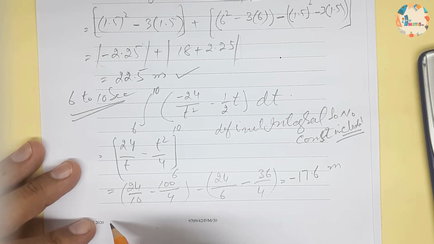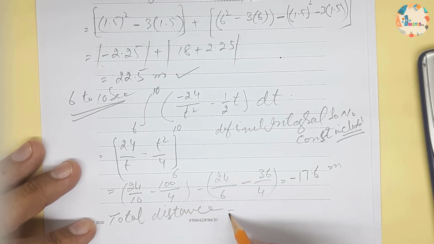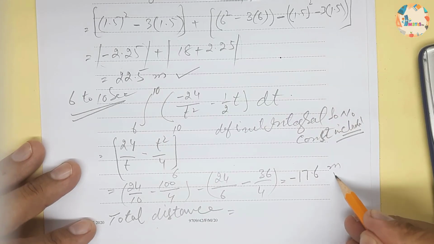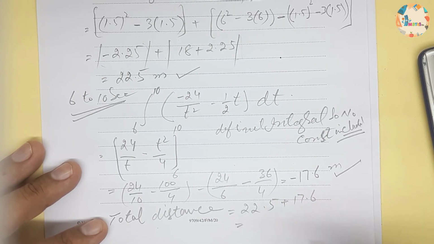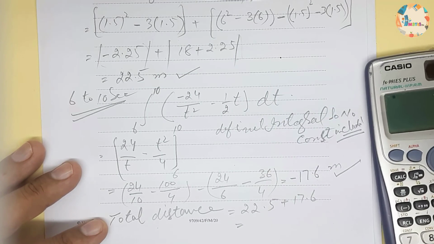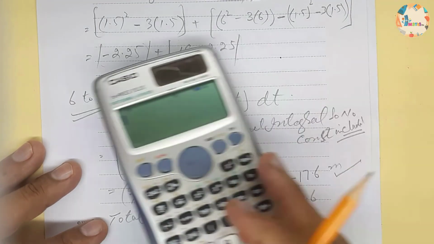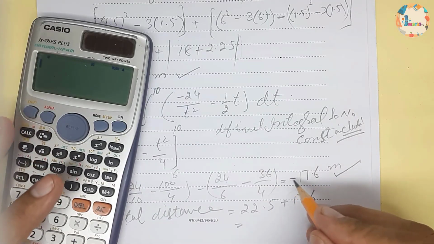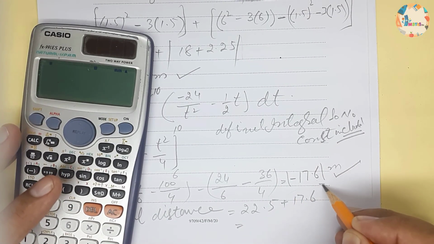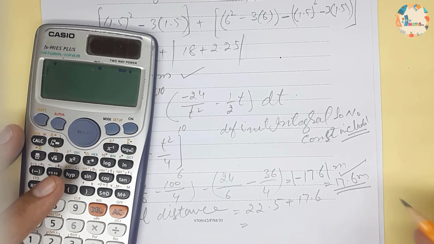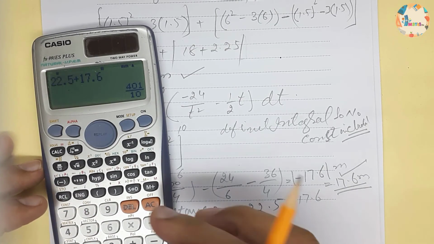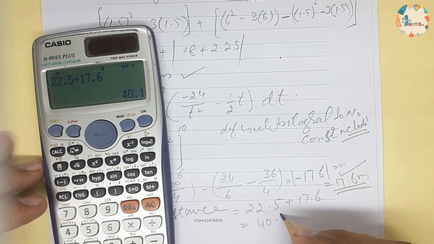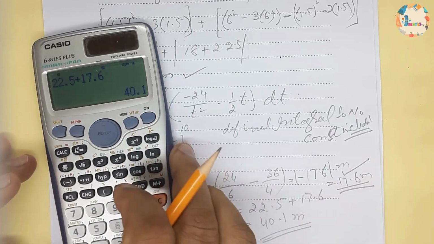So the total distance will be what? Total distance will be equal to this distance plus this distance. So it will be 22.5 plus 17.6, and this is equal to... I'm taking plus because absolute value we will be taking, right? So I'll write down absolute value. So absolute value is equal to 17.6 meters, this one. Now 22.5 plus 17.6, this will be resulting to 40.1. So 40.1 meters, this will be the total distance.